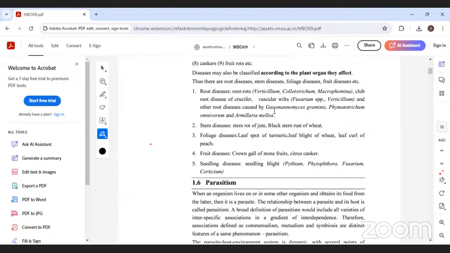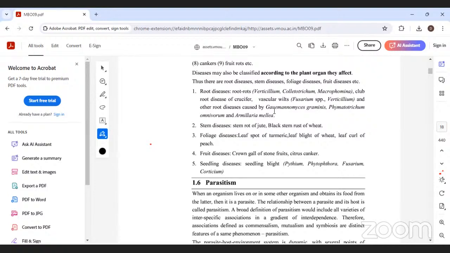Seedling disease, seedling blight: Pythium, Phytophthora, next one Fusarium. Next coming to the next one is the Fusarium and Colletotrichum. These are all the seedling diseases. The different diseases are found in this one. Okay, coming to all these, now we will explain the complete explanation.